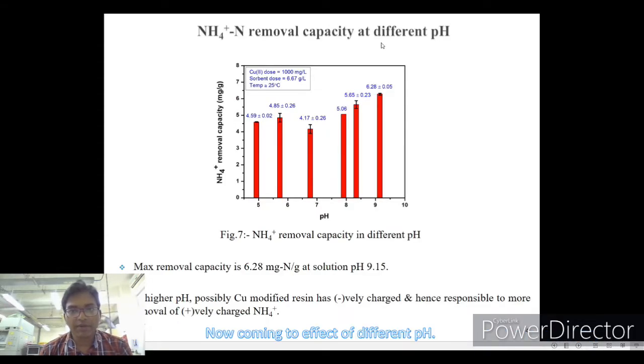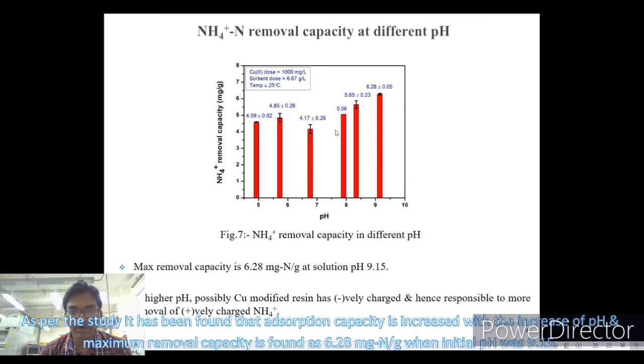So now coming to the effect of different pH. As per the study, we have found that when we increase the pH, the removal capacity increases, and maximum capacity is found at 6.28 milligram nitrogen per gram when initial pH was 9.15.